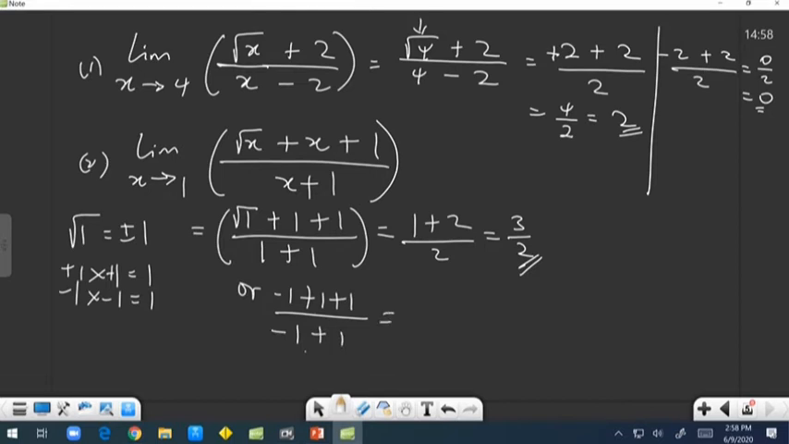So that will give us minus 1 plus 2 divided by 0. And if you have this, that will be 1 divided by 0, and 1 divided by 0 is infinity. So we have an infinite answer. That means the function does not exist when the square root of x is taken as minus 1. Does not exist. Okay?